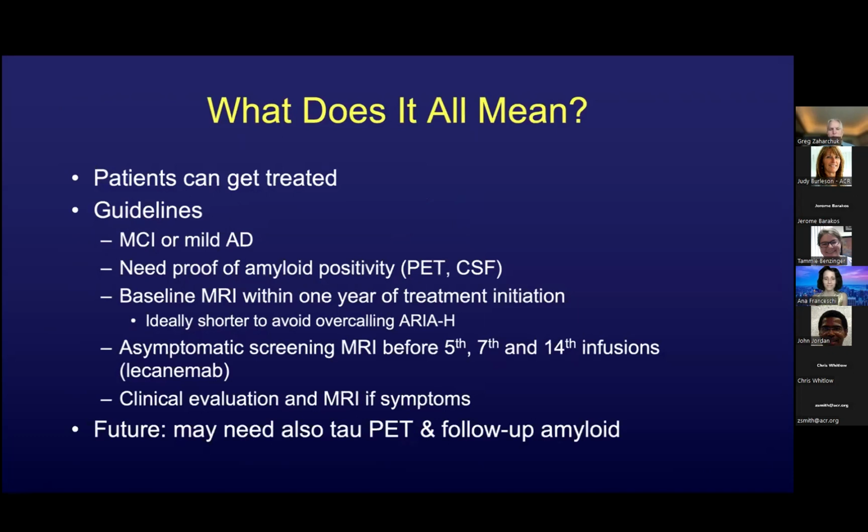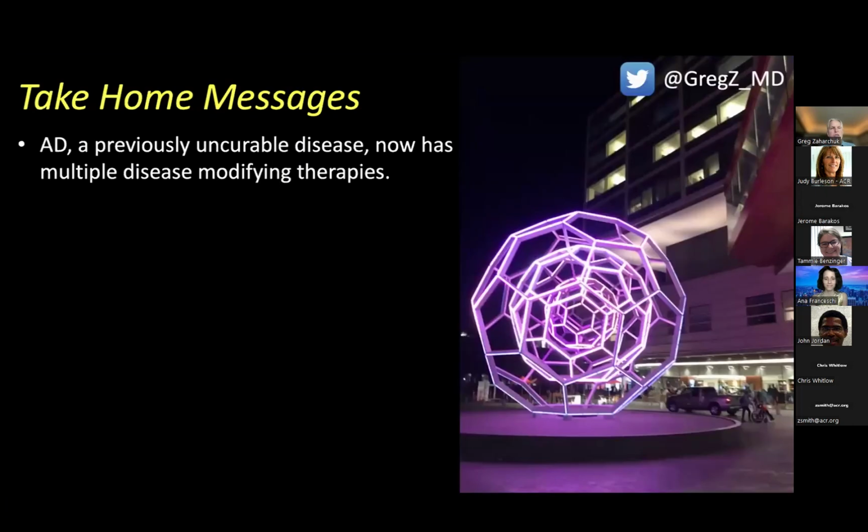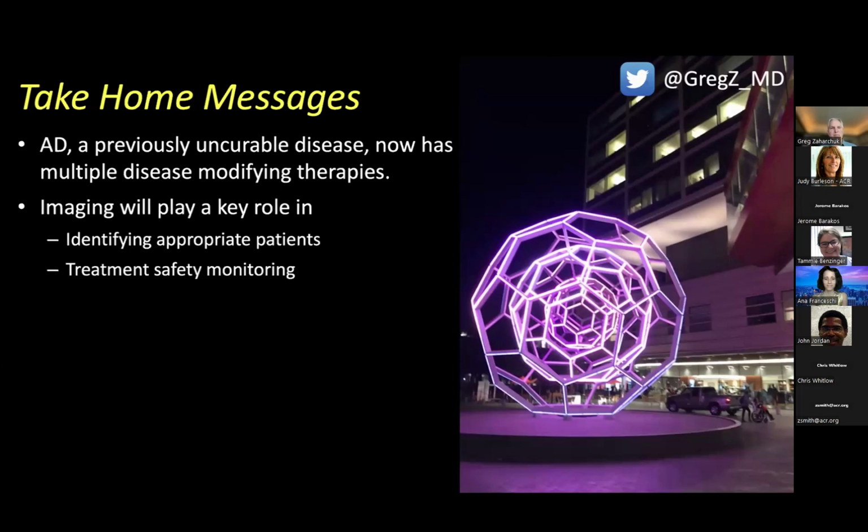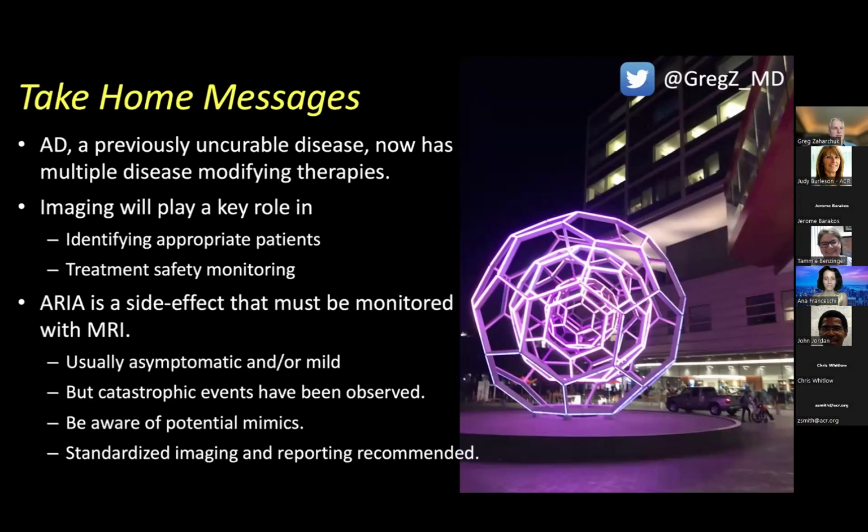In the future, we may also need tau PET or some other method to assess tau and follow-up amyloid scans. So in summary, AD, a previously incurable disease, now has multiple disease-modifying therapies. Imaging is playing a key role to identify the appropriate patients, but also to monitor safety.